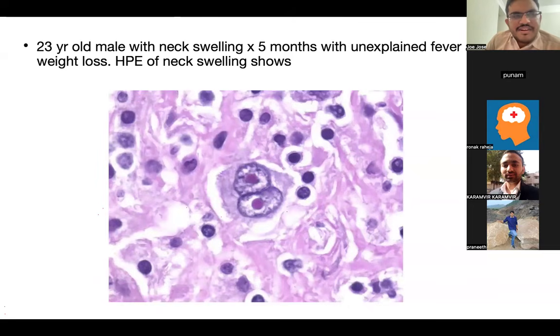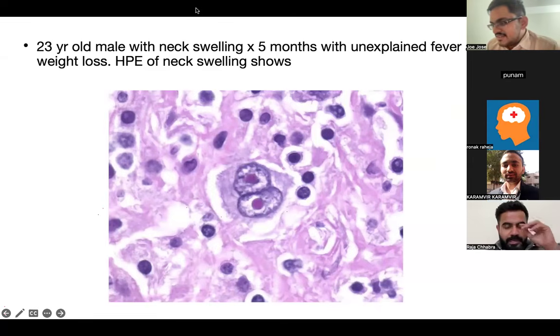This is a 23-year-old male with neck swelling of 5 months with unexplained fever and weight loss. Histopathology of the neck swelling shows the following. What could this be? Can you describe this? Dr. Vaishak? Yeah, okay. We're not able to get through. So, Dr. Raja, can you tell me what this is?